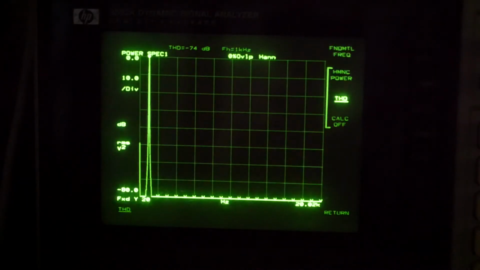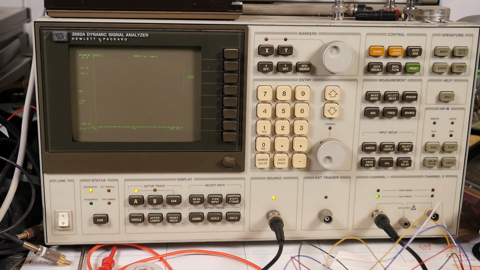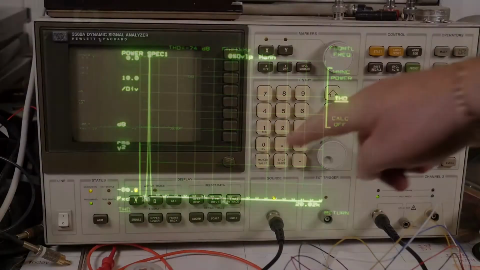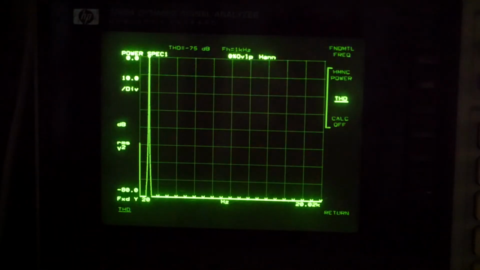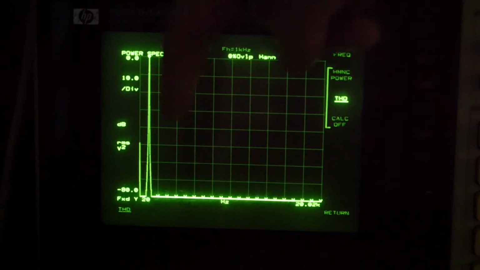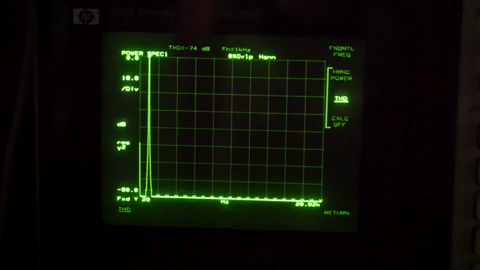So for this test, we're going to use the 3562A, and we're going to feed in a 1 kHz sine wave at 1 volt RMS. We're looking at the output of the attenuator board. We're looking at the spectrum from 20 to 20 kHz, and we've got it set up to measure THD, and we've got markers where all the harmonics should fall. Really not showing anything at the moment.